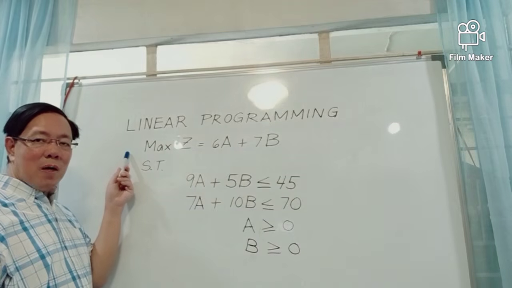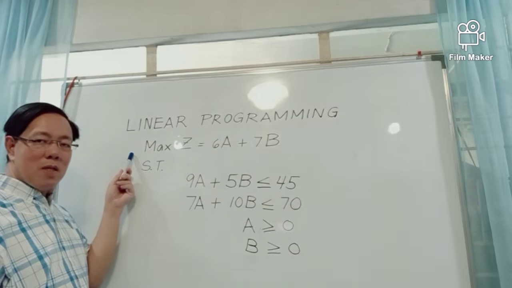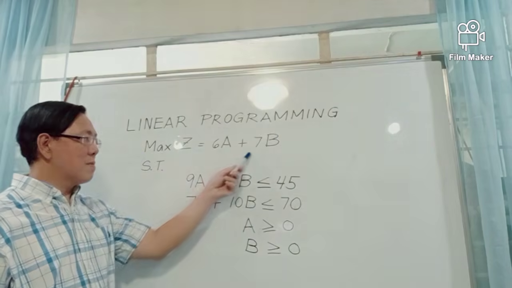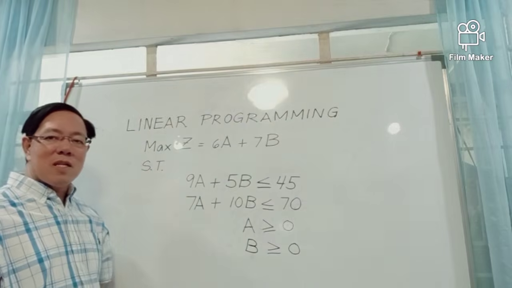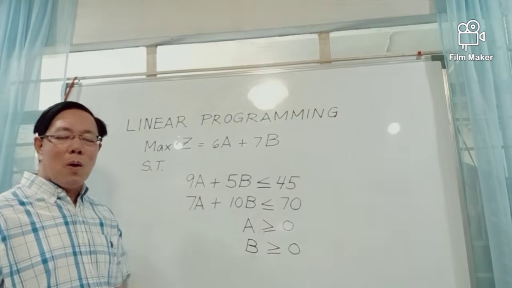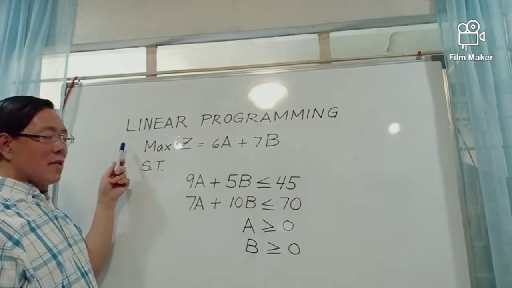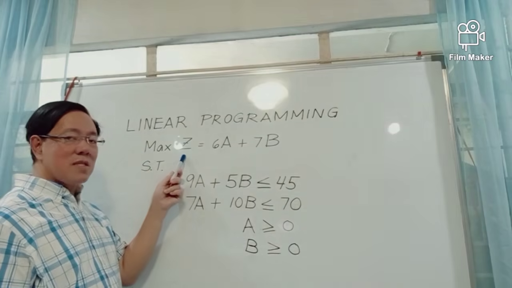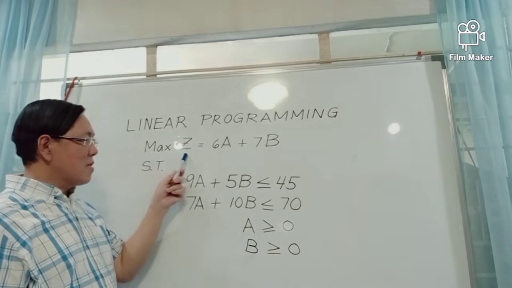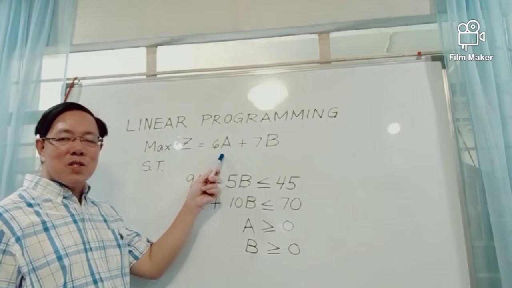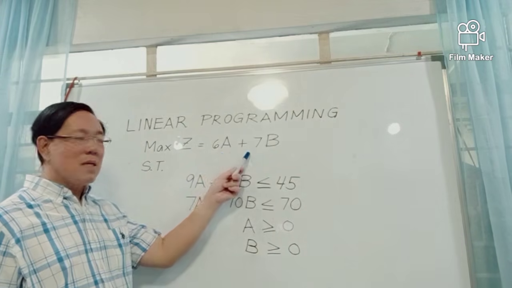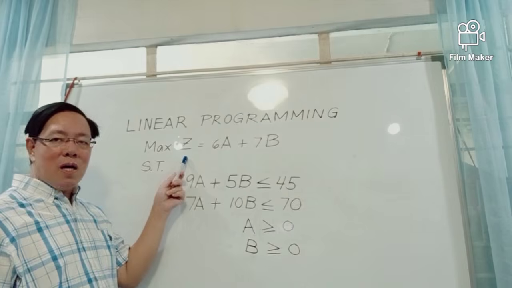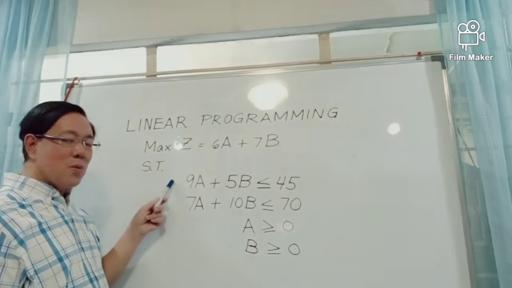Again, in a linear program, we have three components. The first component is known as the objective function. The objective function can either be to maximize or to minimize. In this example of linear program, the objective is to maximize Z. Our objective is to find the values of the decision variables A and B that will give the maximum value of Z, but we do that subject to the following constraints.